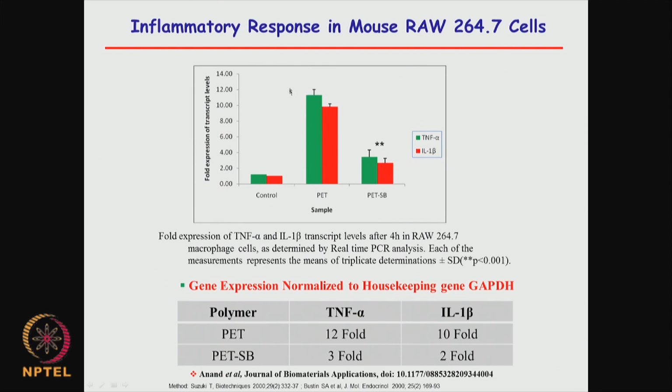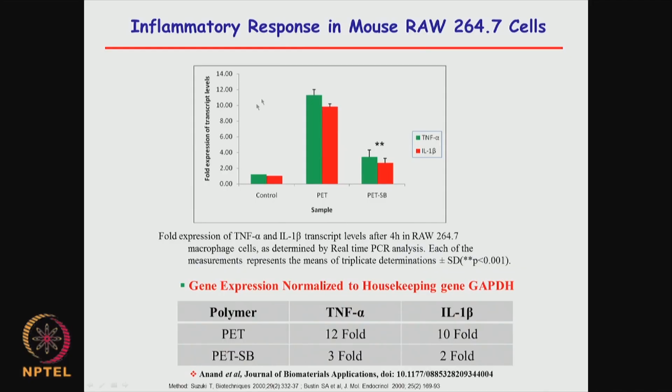So, how do you do these experiments? There is something called real time PCR, polymerase chain reaction. This is an instrument which can tell you what happens to various genes. We can focus on a particular gene and tell whether those gene levels are up when they are in contact with the material and so on. So, it tells you the mechanism. This is called a mechanistic study.